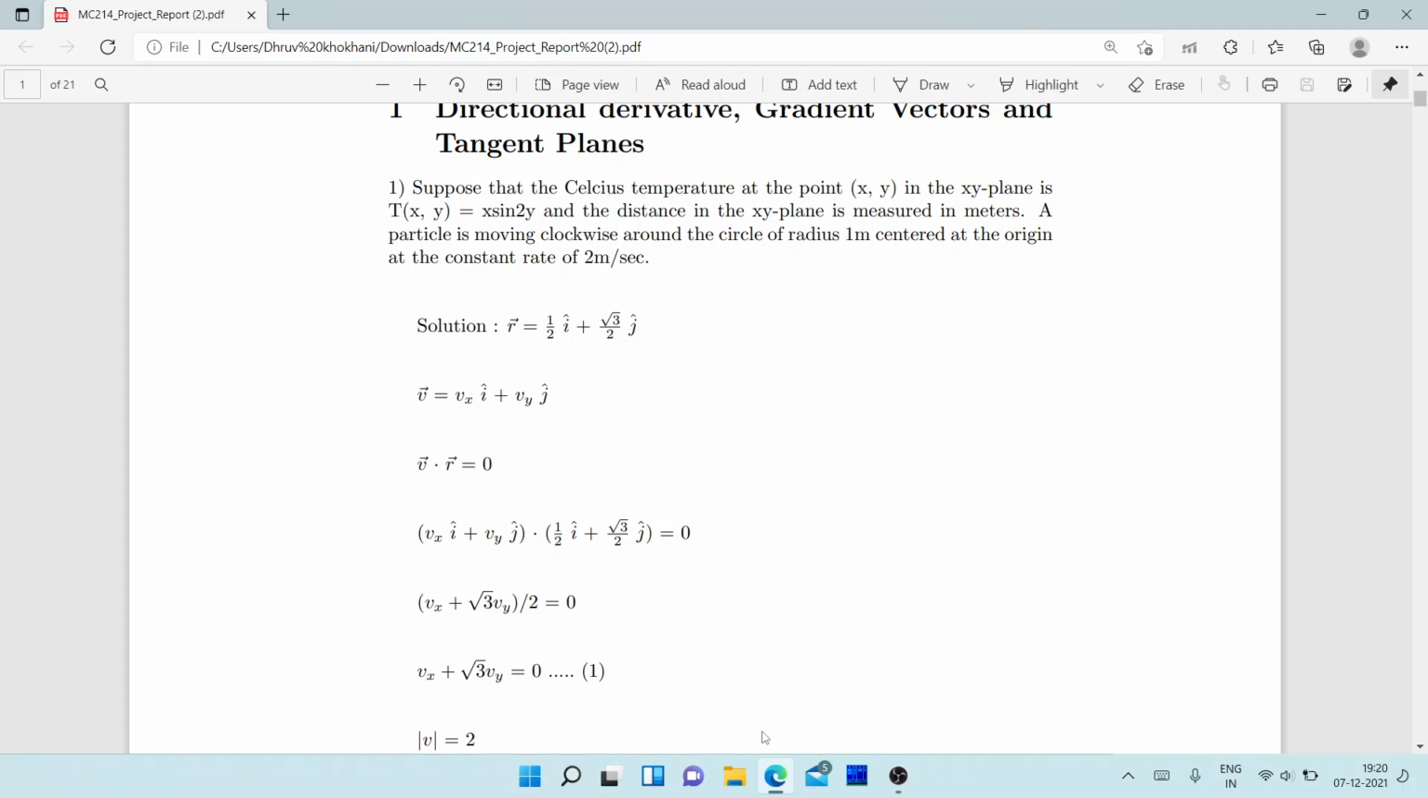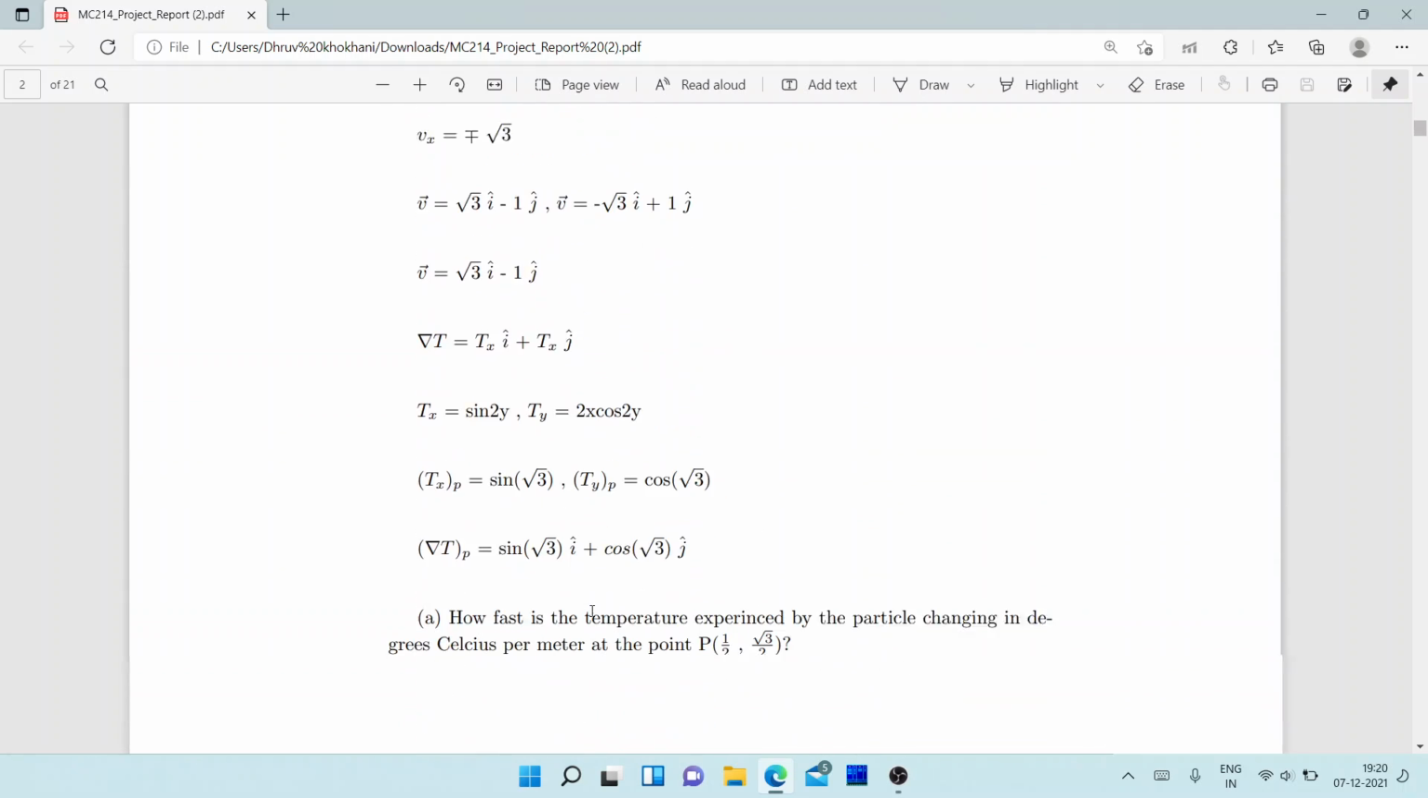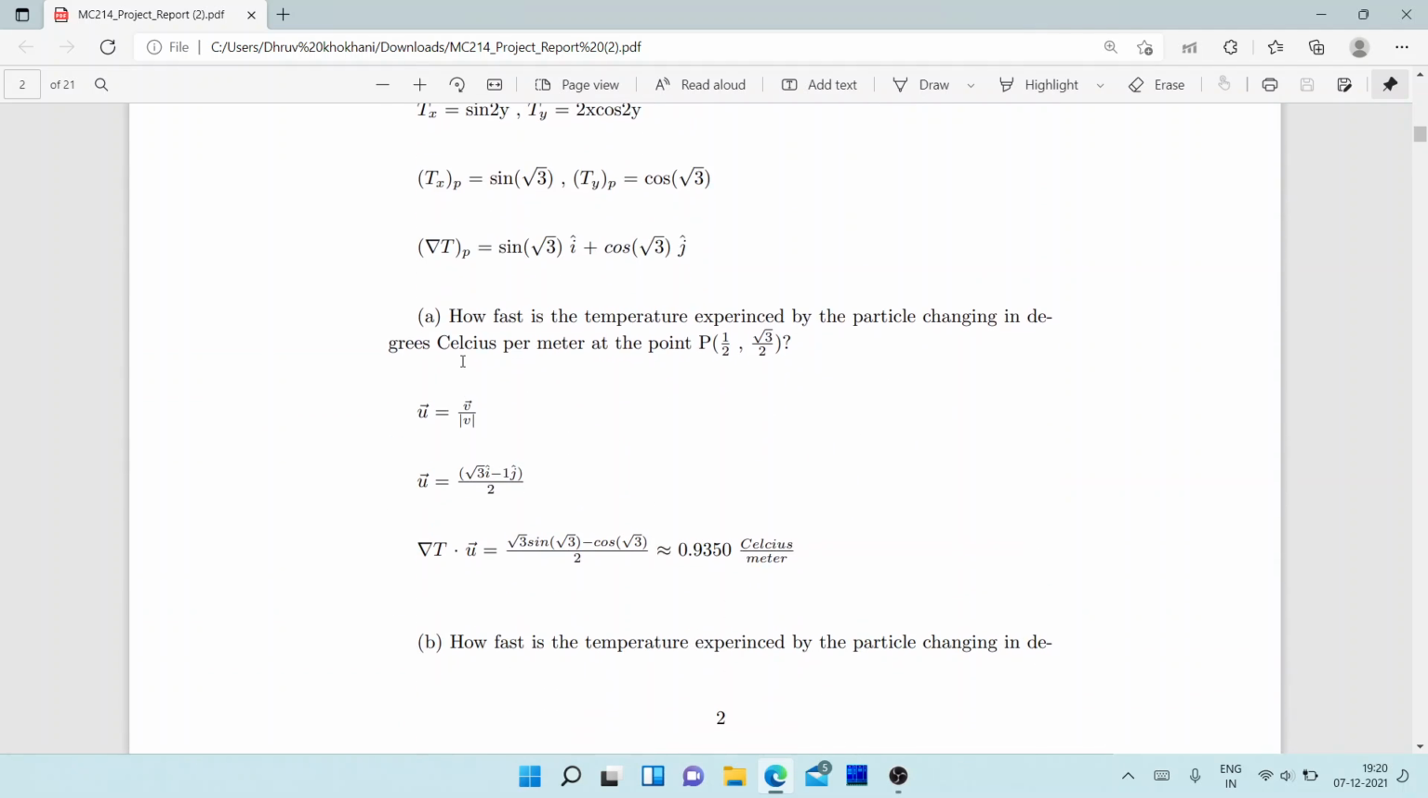In the first question, a particle is moving around a unit radius circle and the temperature at any point is given as x sin 2y. The velocity of the particle is 2 meters per second. In the first part, we have to find how fast the temperature experienced by the particle is changing, in degrees Celsius per meter, at point P.